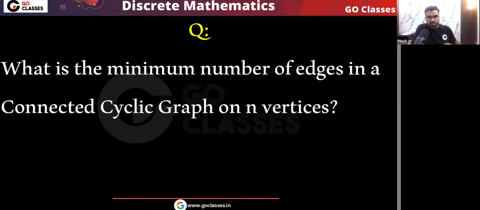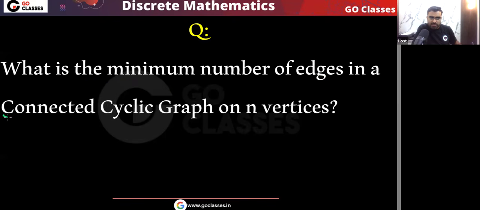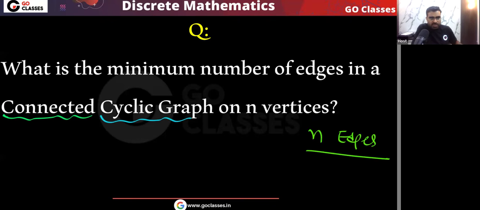Tell me the answer for this question. What is the minimum number of edges in a connected cyclic graph? What is the minimum? I want the minimum number of edges such that the graph must be connected. See, the graph is connected and the graph has a cycle. Okay, and the graph must have a cycle. So you can easily see the answer will be what? The answer will be n edges. Okay, because if you put connected plus n minus 1 edges, then it will be a tree, and a tree has no cycle. Yes or no?